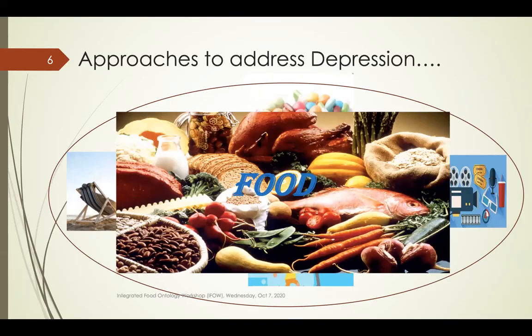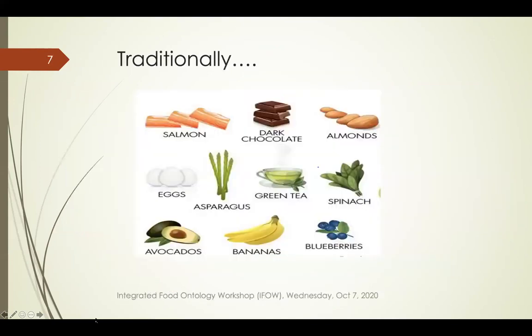So medical practitioners, dietitians, nutritionists, they tend to recommend food as one of the means by which this particular chronic illness can be addressed. Next slide, please. And traditionally, there is a list of food items that they tend to prescribe. And I have just provided some of them. But the real challenge comes when we go out of the traditional prescription.